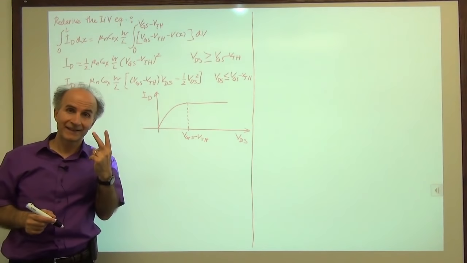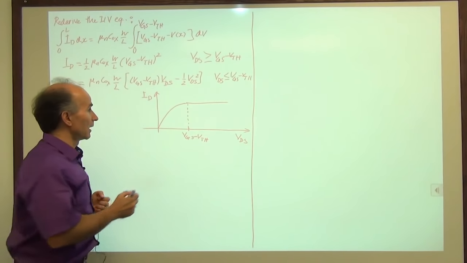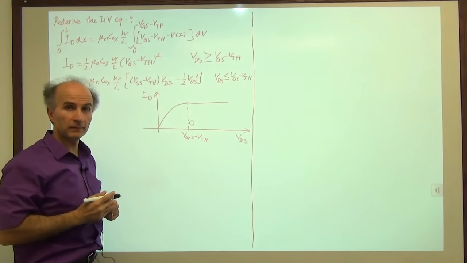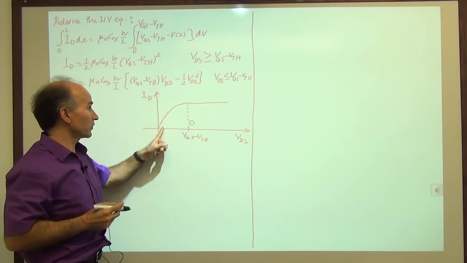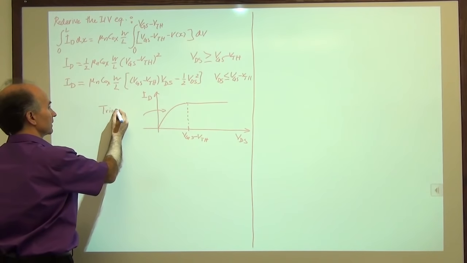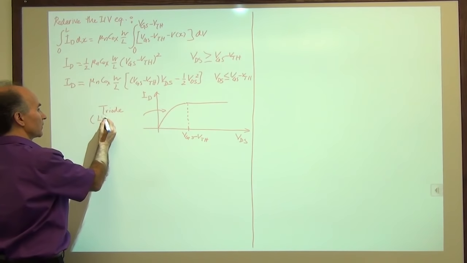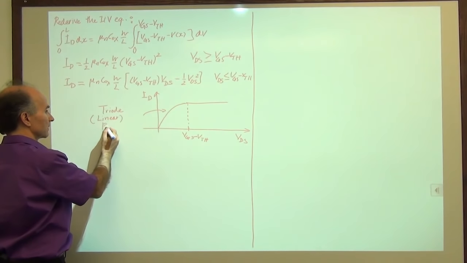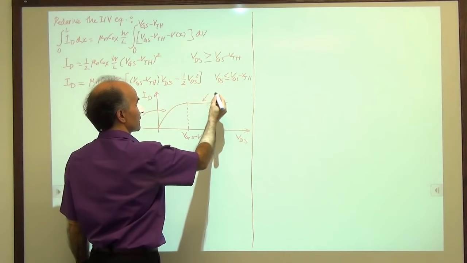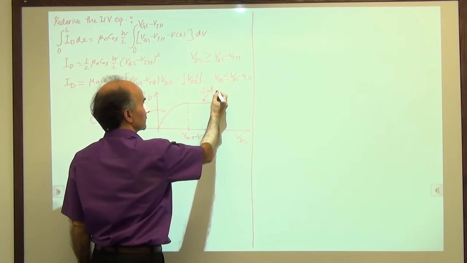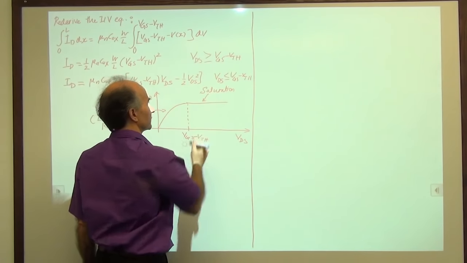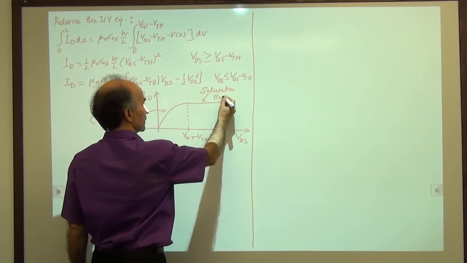So we have two distinct regions of operation. One here, given by this equation, one here, given by that equation. We call this region of operation the triode region. Some books call it linear region. And then this region of operation is called saturation region, because the current has saturated, right? The current has reached a constant value. This is called saturation region.